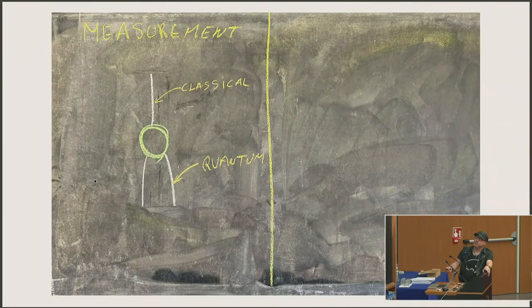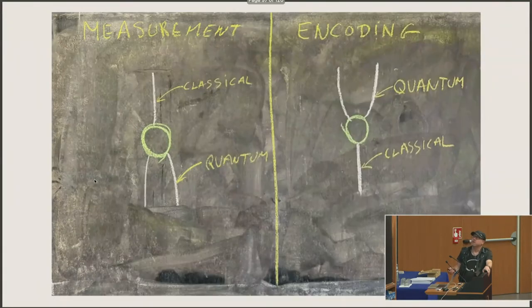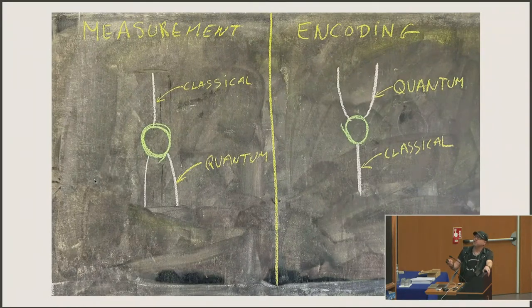Here is a spider, two inputs, one output. What is this? This is a measurement. This is what philosophers have written 100,000 papers about in 100 years. Measurement problem. This is a measurement. It's just a spider. Two inputs, one output. What is this? One input, two outputs. Okay, this is encoding classical data as a quantum state. So going from quantum to classical and back is actually very simple now. It's also just using spiders.